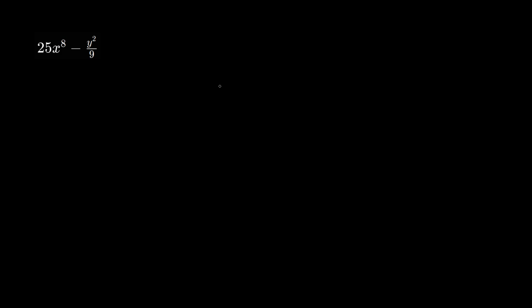Let's try this question by applying difference of squares. What times what becomes the first term? 5x to the 4 multiplied by 5x to the 4 indeed is 25x to the 8. Plus minus, what times what becomes the second term?